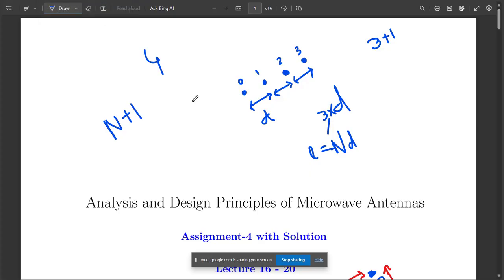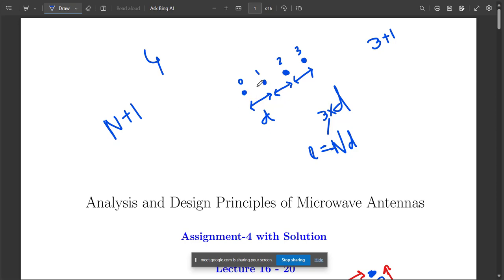It depends on what kind of arrangement they are kept in. If they are kept in linear arrangement, then our n plus 1 will be the total number of elements. Because of the spacing between them, let's say the total number of elements is 4, kept linearly like this: 0, 1, 2, 3.